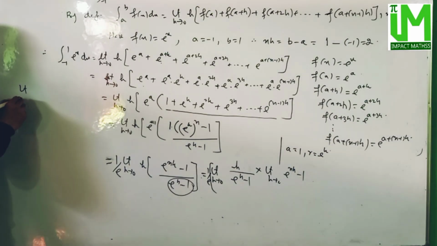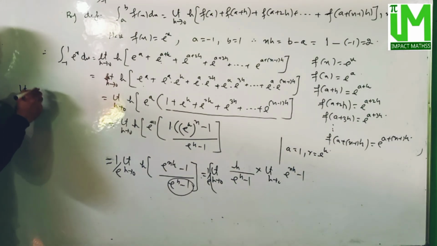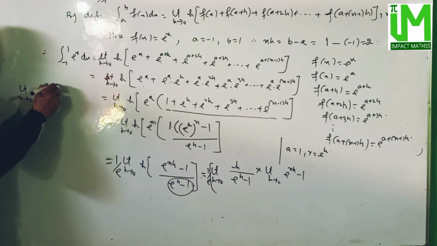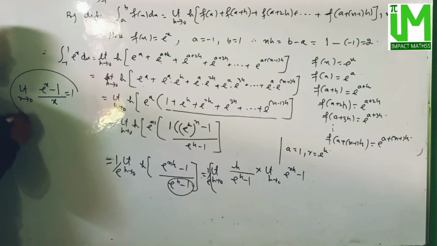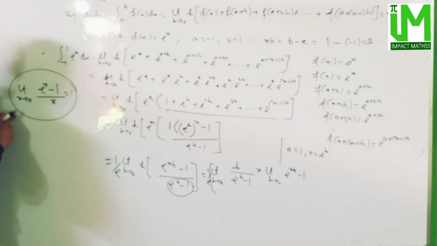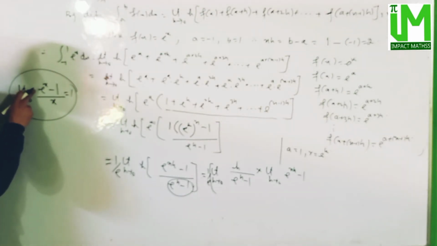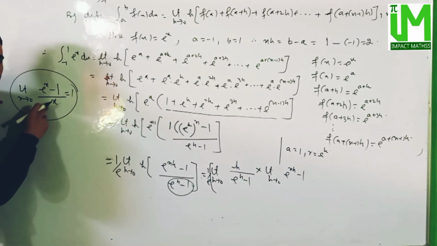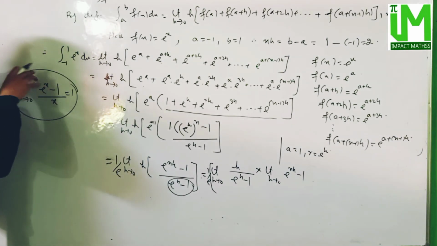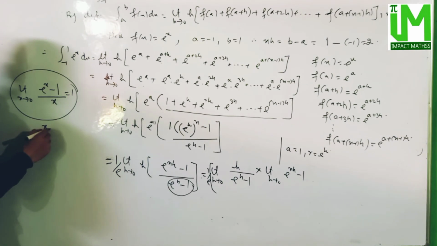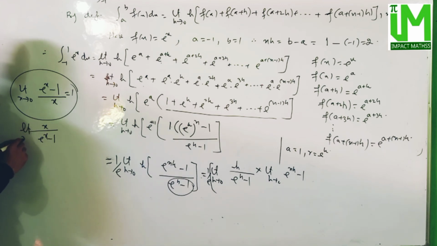सो वी हैव limit x tends to 0, e raised to power x minus 1 divided by x. इसकी limiting value 1 के बराबर है. ठीक है. Limit x tends to 0 e raised to power x minus 1 divided by x, this is equal to 1. In fact अगर इसका reciprocal लें, so it is x divided by e raised to power x minus 1. So at limit x tends to 0 this is equal to 1.